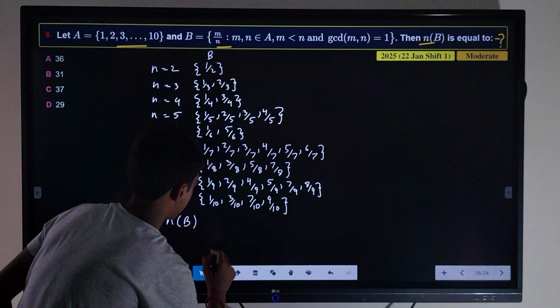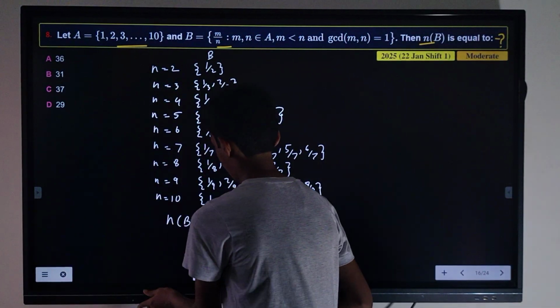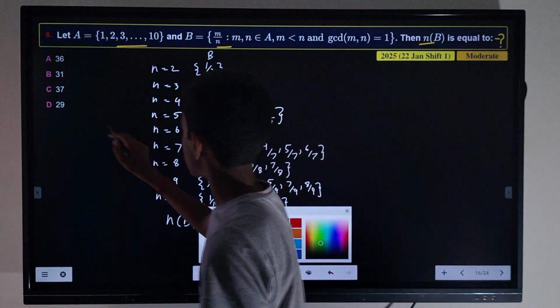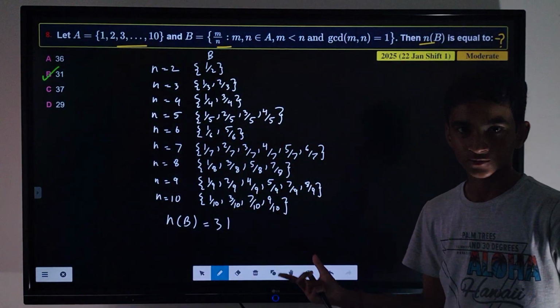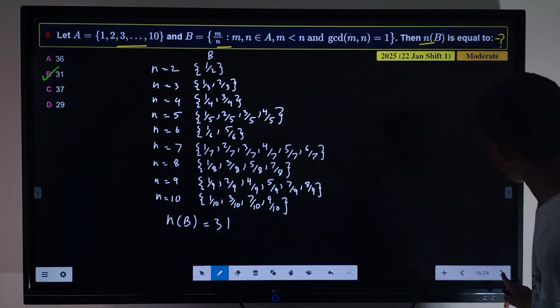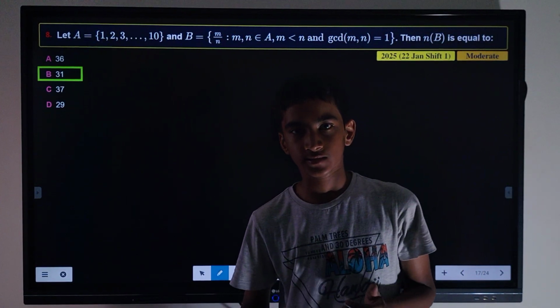Then the number of elements in B is equal to 31. So option B is correct. I have made a mistake in the last column, so sorry for that. So from here we can see that our answer is correct.